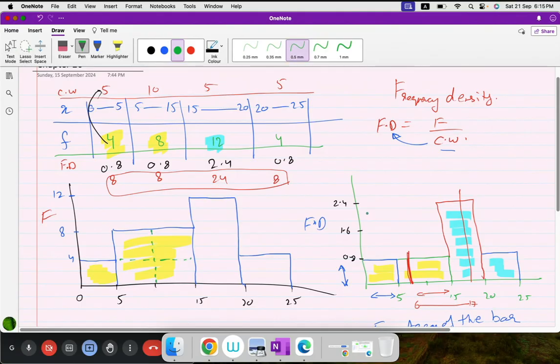Now compare it with the frequency density on the right hand side, first block and second block. It shows that it's double. So it is the required adjustment.